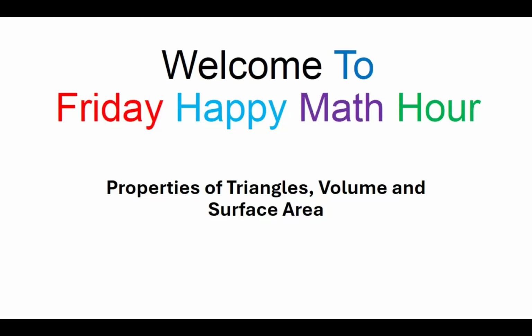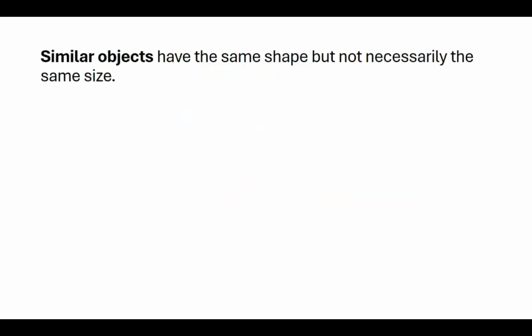In this session, we're going to be talking about properties of triangles, volume, and surface area. We actually started talking a little bit of geometry, finding the perimeter, finding areas last week, and this is a continuation towards the end of chapter 7. So the first topic that we talked about is similar objects.